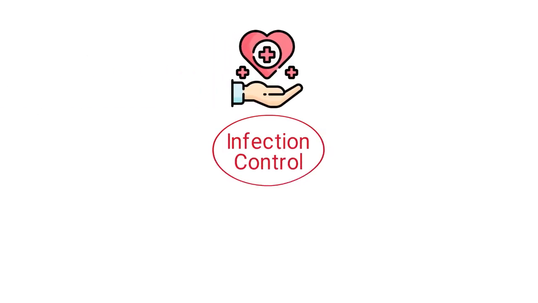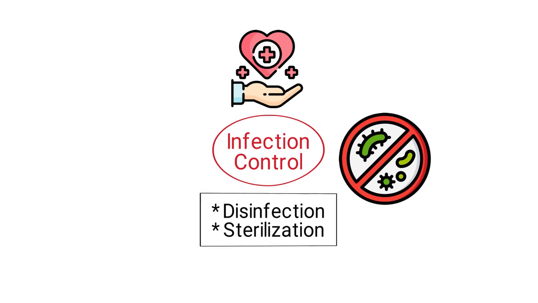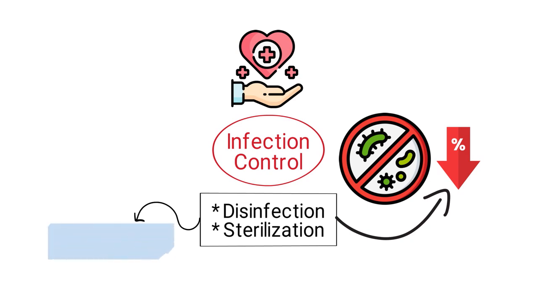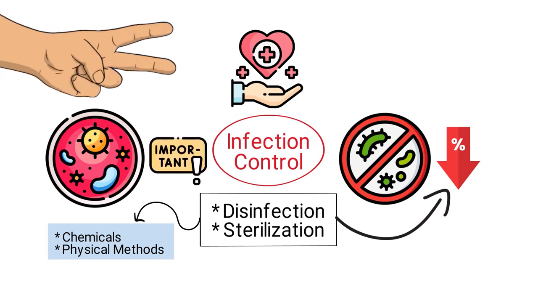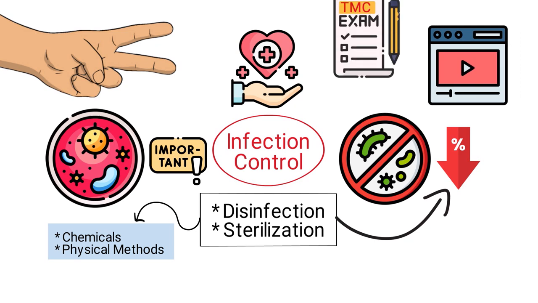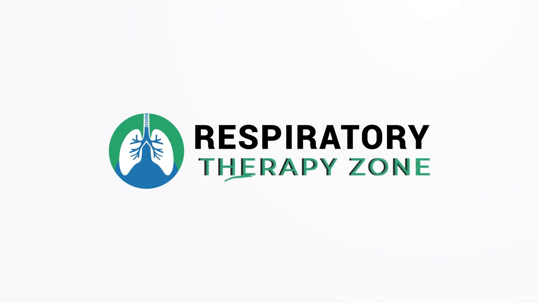Infection control is a critical aspect of healthcare and other settings where there is a risk of spreading germs and bacteria. Disinfection and sterilization are two important procedures used in infection control to reduce the risk of infection. Both involve the use of chemicals or physical methods to kill or remove microorganisms, but there are important differences between the two. This video breaks down a sample TMC practice question on this topic. So, if you're ready, let's get into it.